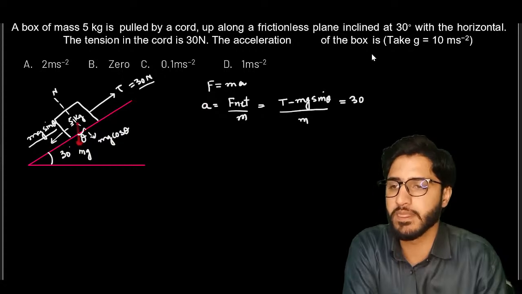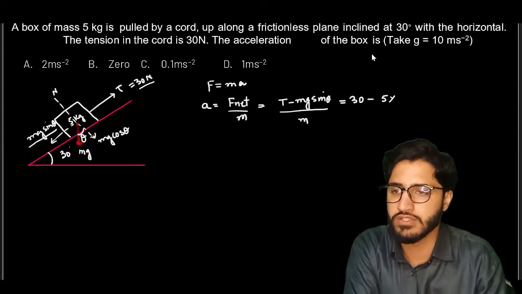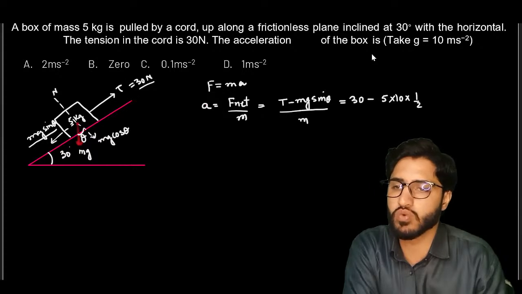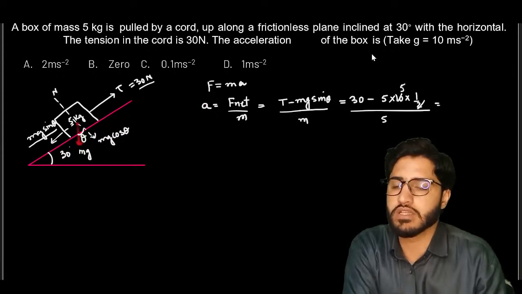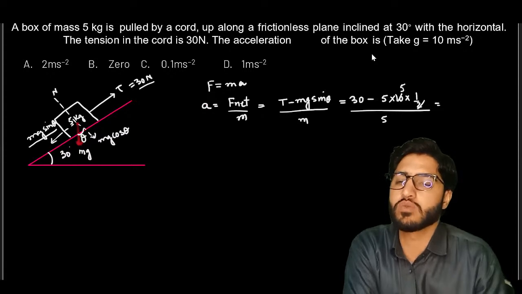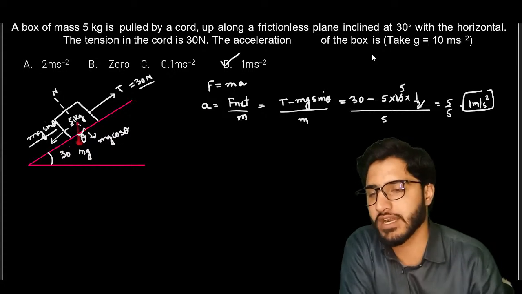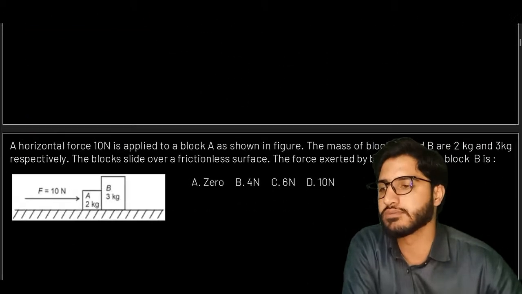So what is tension? It is 30 minus, mass is given to be how much? Mass is 5. Okay. g is 10. Now we have sin 30, and sin 30 is 1 by 2, whole divided by mass, which is 5. 2 ones are 2, 2 fives are 10. It would be 30 minus 25. That would be 5, and 5 by 5 is 1. It is 1 meter per second square. So I guess option D. Yeah, option D is the correct answer. Okay, simple.